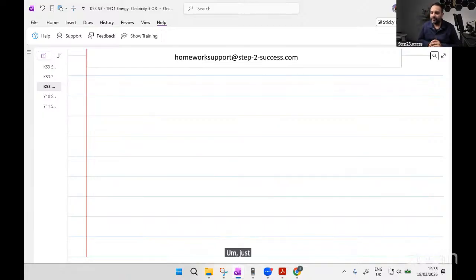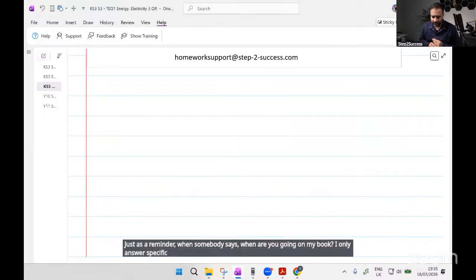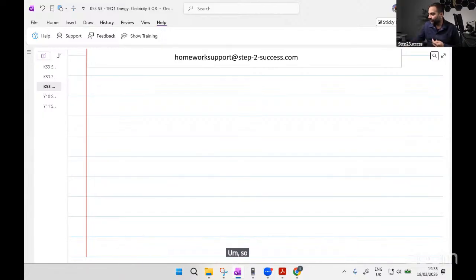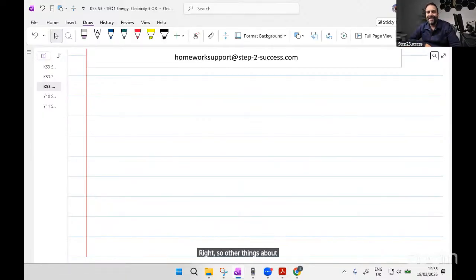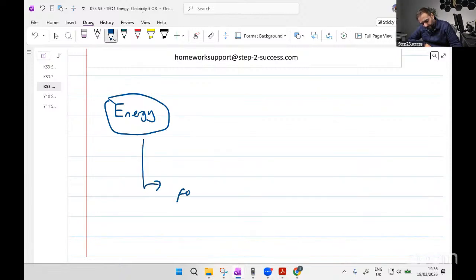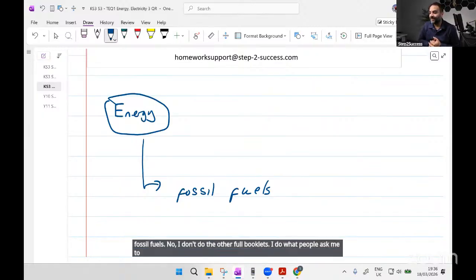just as a reminder, when somebody says, when are you going on my booklet? I only answer specific questions from a specific booklet. So when you ask it, I will be able to answer it. So until you ask, I will not go on to it. Right, so other things about the topic of energy that I think are important. Fossil fuels. No, I don't do the other full booklets. I do what people ask me to do. You just don't see the questions. So I answer questions that people ask me to do.